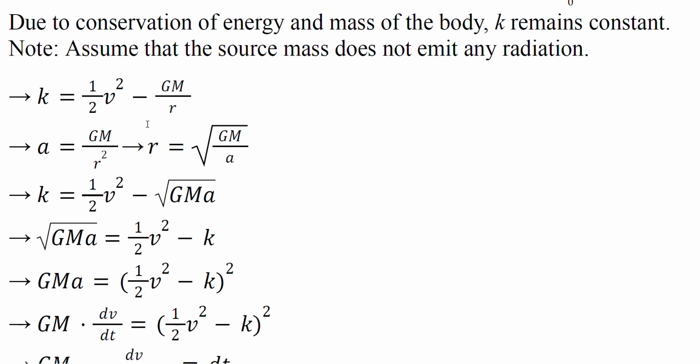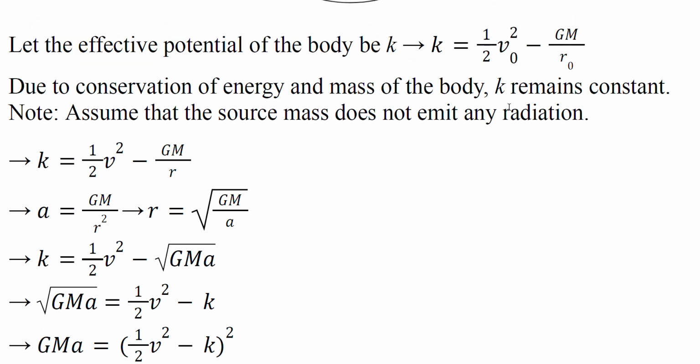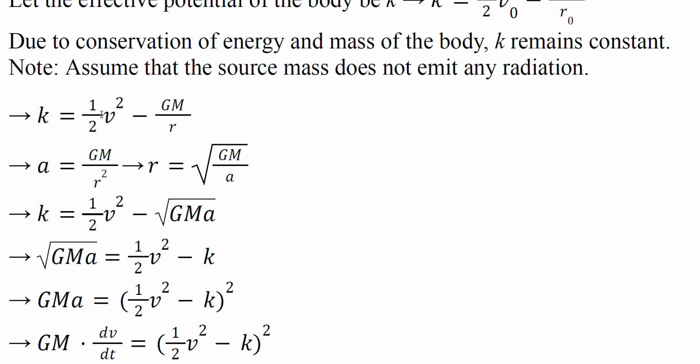So here we're going to be starting by assuming this effective potential and making it the variable k. We're going to denote k as the effective potential. So this is basically the kinetic energy divided by the mass, minus GM by r, because potential energy is negative. The gravitational acceleration is GM by r squared.